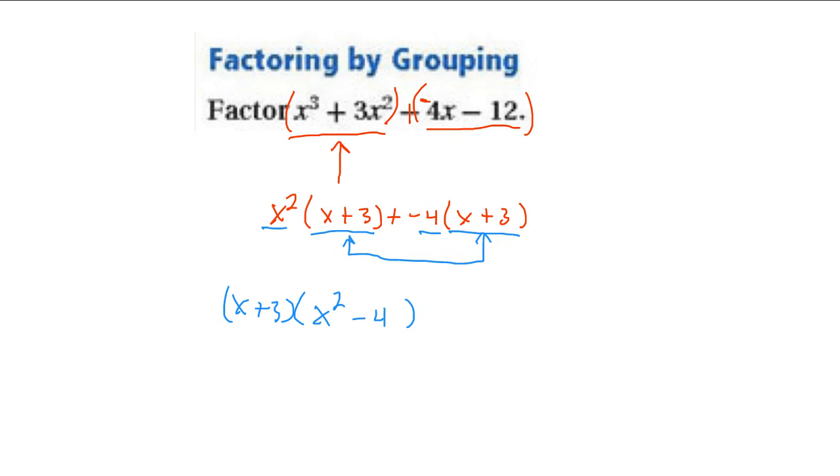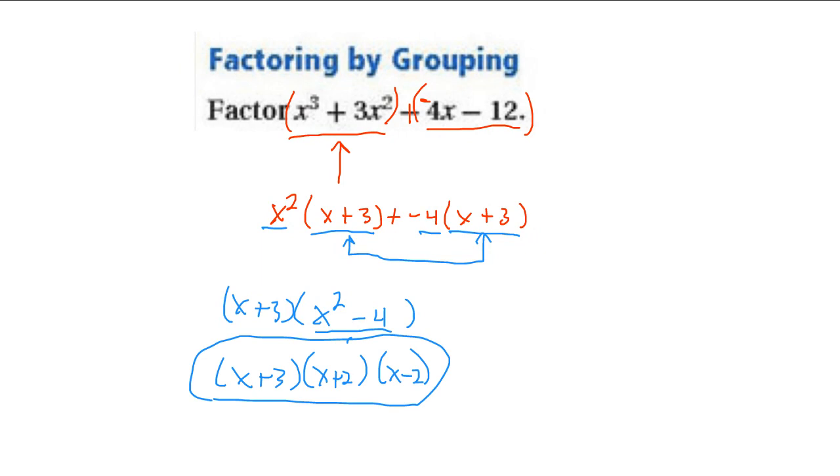Now, some of you are going to stop right there, and Mr. Shanklin's going to mark it wrong. You did the grouping right, but you're not finished. You have to continue. Look at this. This is the difference of 2 squares. It factors farther. This factors to x plus 2, x minus 2, and this doesn't factor, so I just leave it. This is completely factored.